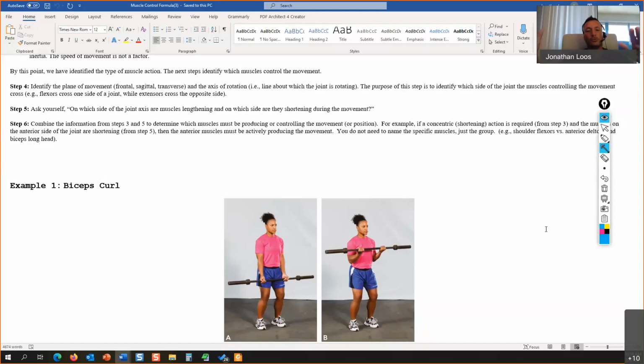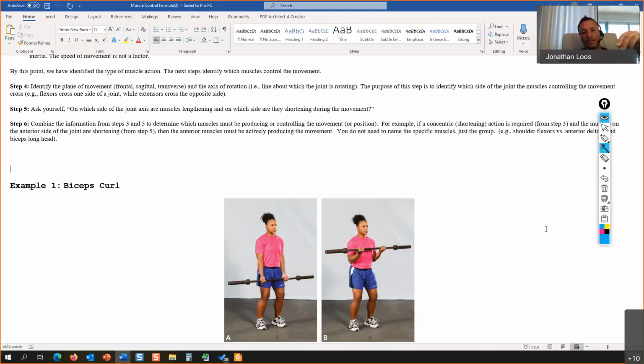So if you're seeing internal rotation and you said it's eccentric, okay, internal rotate, it's the external rotators that are working eccentrically. If you see adduction and you identify that it's eccentric, it's the abductors working eccentrically. If it's a concentric function, what you see is what you get. If you see hip flexion, oh, it's the hip flexors. If you see knee extension, it's the knee extensors.